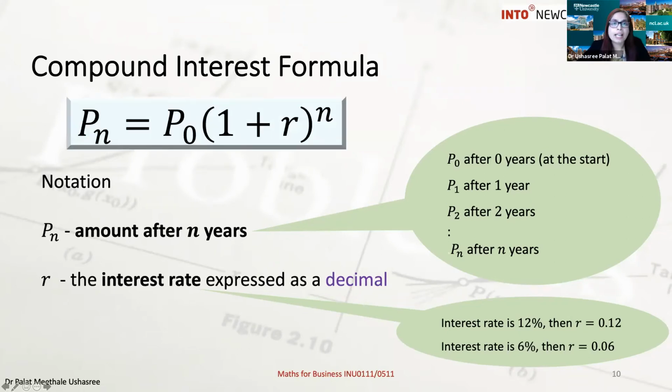The general formula is Pn is equal to, that is, the principal amount after n years is equal to the principal amount at the start, at 0 years, times 1 plus the interest rate to the power of the number of years. So that's your compound interest formula. Always good to have a formula, makes our life easy.